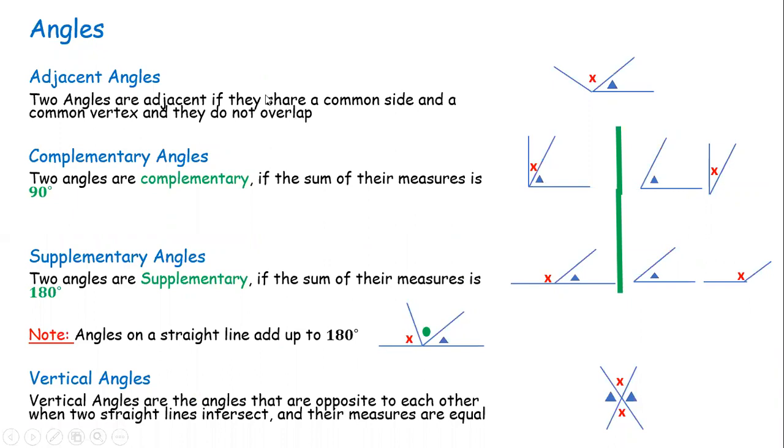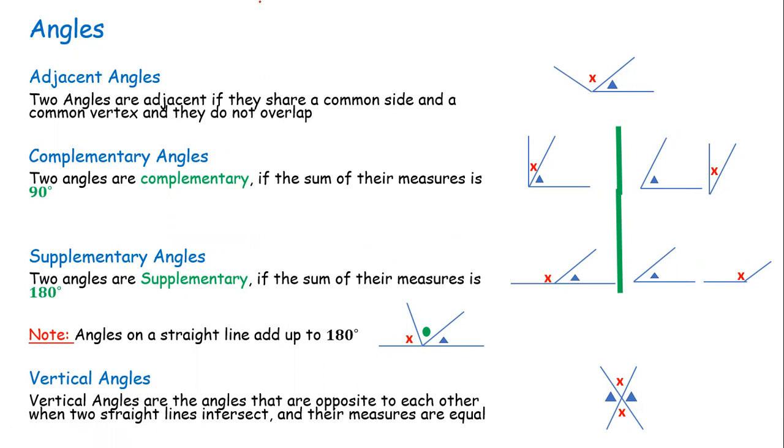So we will define different types of angles, including the adjacent angles. Two angles are adjacent if they share a common side and a common vertex and they do not overlap. For example, we can see that here we have these two angles that are adjacent to each other. They share a common vertex, a common side, and they do not overlap.